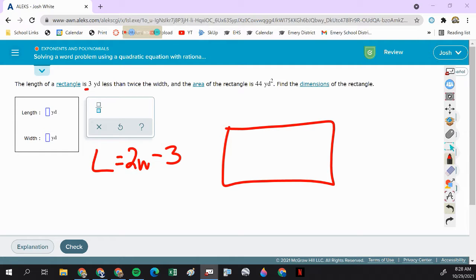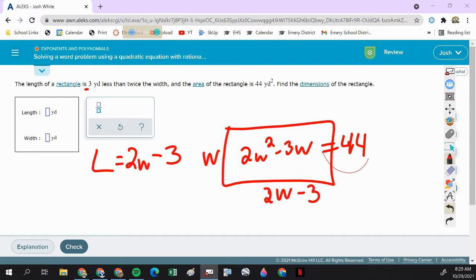So if this is W and this is L, we can replace L with 2W minus 3. So the area would be W times 2W minus 3, which is 2W squared minus 3W, and that is equal to 44. So I just subtract that 44 to the other side. 2W squared minus 3W minus 44.